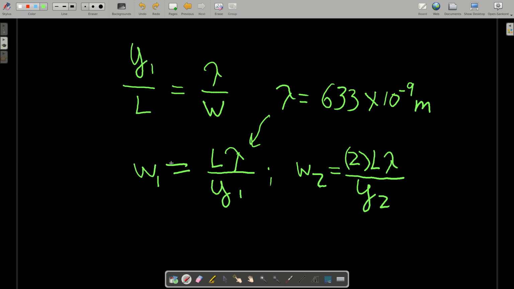Okay, so what you guys are going to do is you're going to do this calculation for all 5 hairs. So that means you're going to get 10 W's. W1 and W2 for hair 1, W1 and W2 for hair 2, hair 3, hair 4, and hair 5. Once you get those 10 W's, you're going to find the mean, find the standard deviation, and that's it.